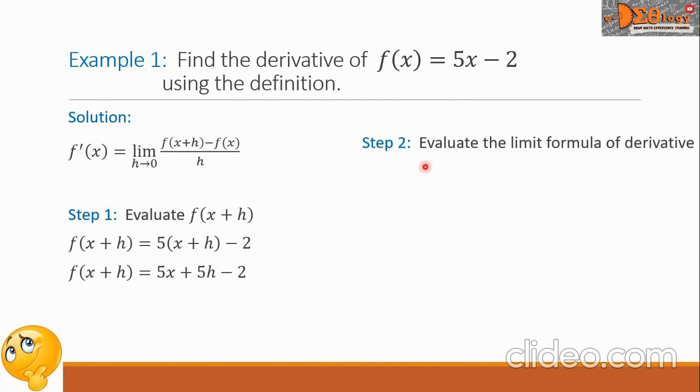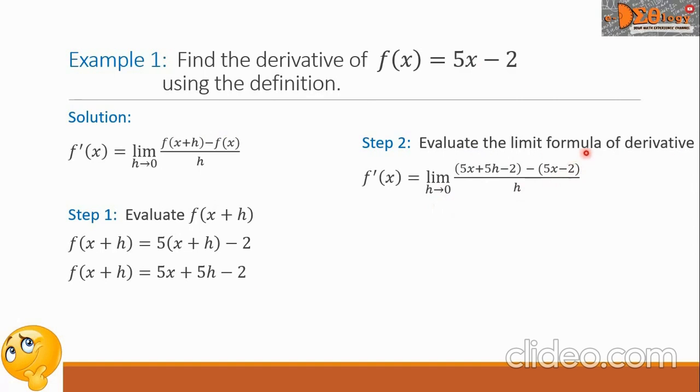For step 2, let us now evaluate the limit formula of derivative. So we write here f prime of x equals the limit of 5x plus 5h minus 2. This comes from our step 1, and this is our f of x plus h. Then minus f of x. This is the given function, the 5x minus 2. So we write it here. All over h, as h approaches 0.